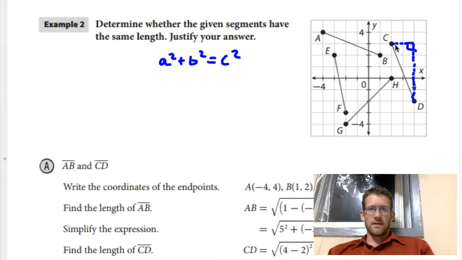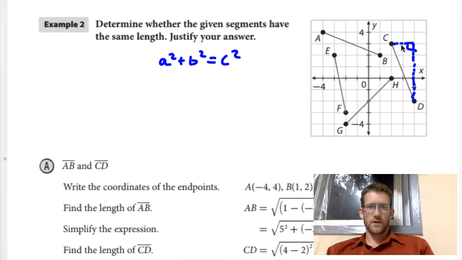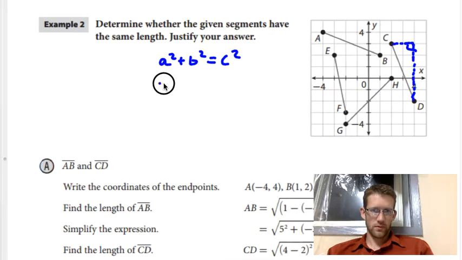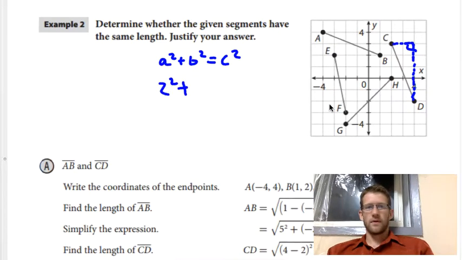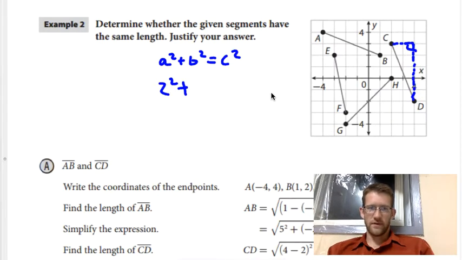So let's say this side is a. So that is, let me count here. 1, 2. So that's 2. Because it's a squared plus b squared equals c squared. So 2 squared plus, and then let's find this one. 1, 2, 3, 4, 5. So that's 5. And then we'll square it is equal to c squared.